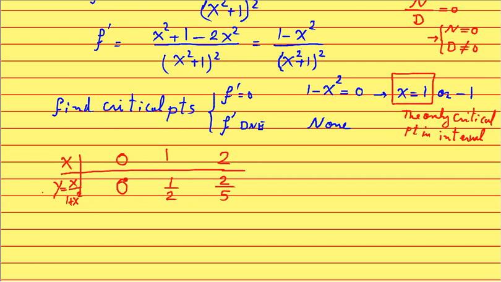How do we decide? Very easy. You just look at these and compare. Who is the biggest of all of them? This is 0.5, this is 0.4. So the biggest is here, and that one gets to be labeled as absolute max.